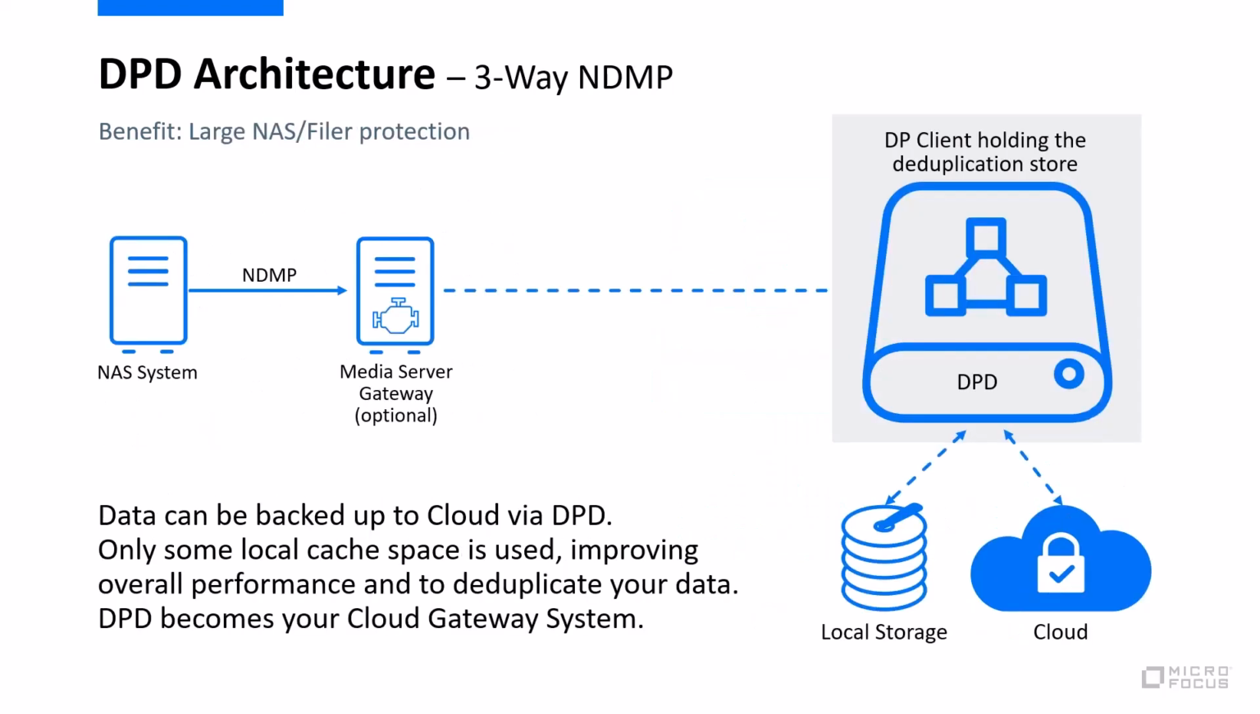For three-way NDMP usage, we use Data Protector as a target device as well, where a media server or a media agent installed on a certain system acts like a backup device to it, or also like a gateway system to it. And this allows you to read NDMP-based data from a NAS filer system and then forward the information in a deduplicated way into the DPD storage capability.